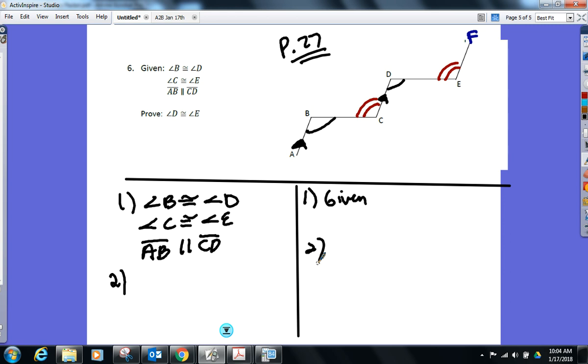Can you get me any angles congruent by AB being parallel to DC? If these 2 lines are parallel, what 2 angles up here are congruent? B and C, because they're alternate interior. So I can say angle B congruent to angle C. Parallel lines imply alternate interior angles congruent. And we're trying to get D and E now.